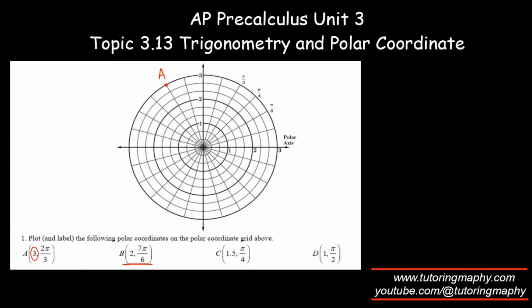Then we have (2, 7 pi over 6). 7 pi over 6 is in quadrant 3, right? And 2 is right here. Now 7 pi over 6, what is the reference? Pi over 6. So this is pi over 6. This one will be 5 pi over 6, and this one over here, right? Because one line in between is left. Likewise, one line in between is left, and this is quadrant 3. So 7 pi over 6 is right here.